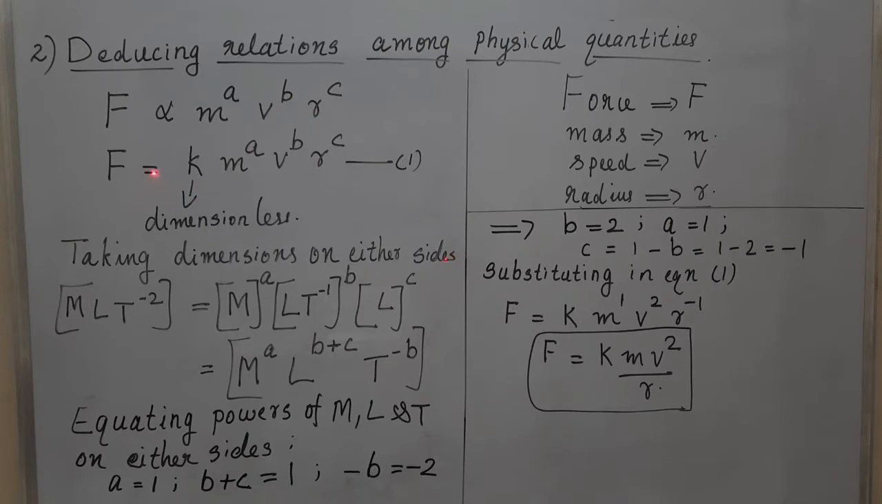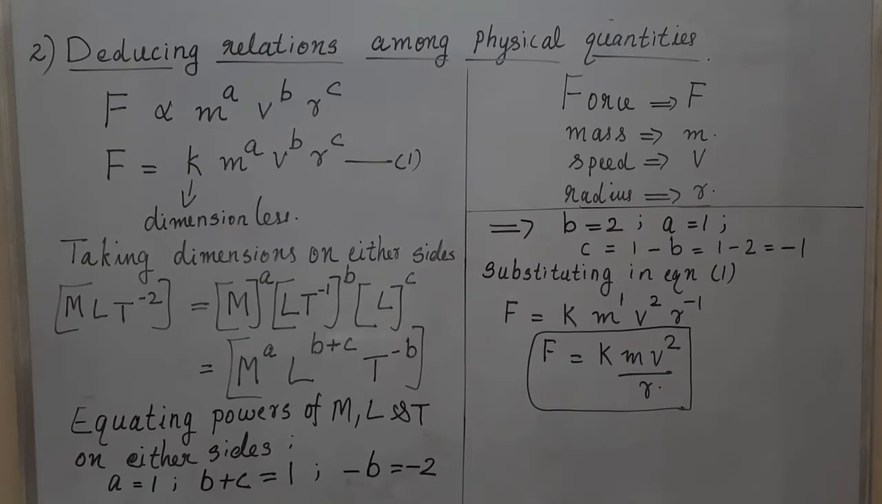Now in the next step, remove that proportionality with a constant. So F is equal to k m raised to a, v raised to b, r raised to c. Here we choose this k to be a dimensionless constant. It is not having any dimensions. We call that equation 1. Now taking dimensions on either side of the equation. That means in equation 1, we take dimensions on either side.